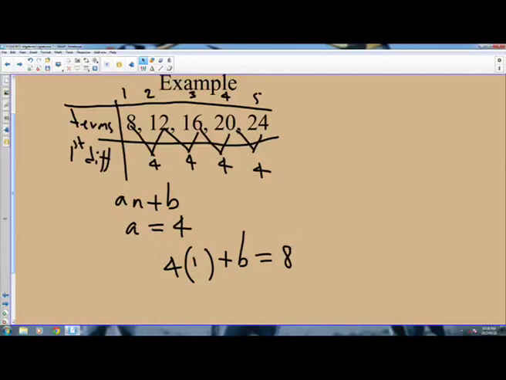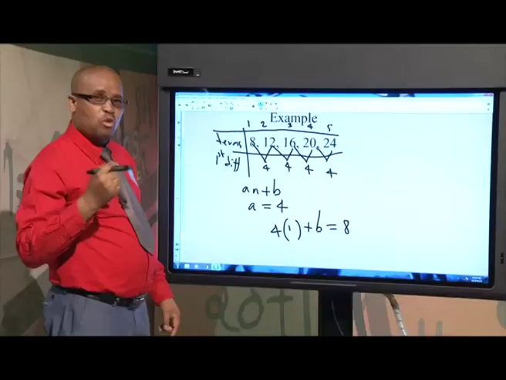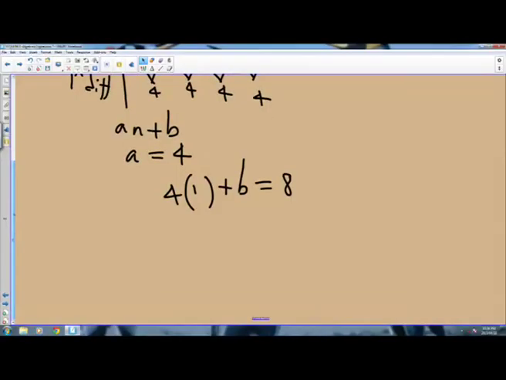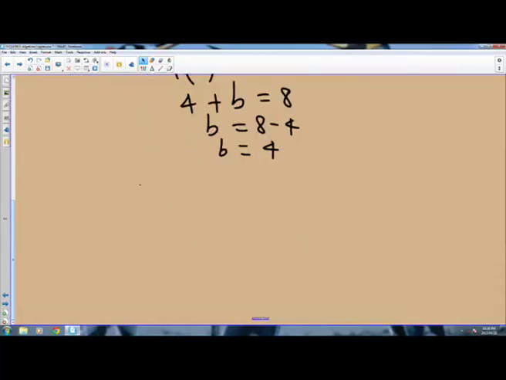You can choose the term at position number 2. If you choose the term at position number 2, it will be 4 times 2 plus b equals 8, because you are to find what the value of b is. So this will be 4 plus b equals 8, meaning b equals 8 minus 4. So b is equal to 4. And then our a is equal to 4, and b is also equal to 4, because upon solving for b, we found it to be 4.